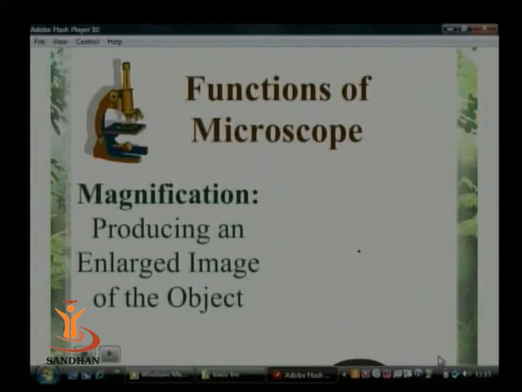But with a simple magnifying glass, as all of you must have seen and used somewhere, it is very convenient to see objects of small size, because the magnifying glass enlarges the object. The same is carried out by the microscope, where small objects are made visible very easily and clearly with the help of the magnification power of the microscope.